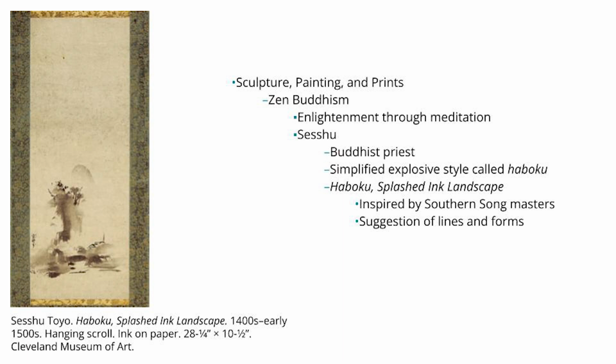incorporated art making into his practice, and simplified this explosive, very painterly splashes of ink called haboku. And this is specifically called Haboku Splashed Ink Landscape. It was inspired by the Southern Song masters, and it has the mere suggestions of lines and forms, but no real detail of anything. So it's very airy and light and fluid and dynamic in that way.